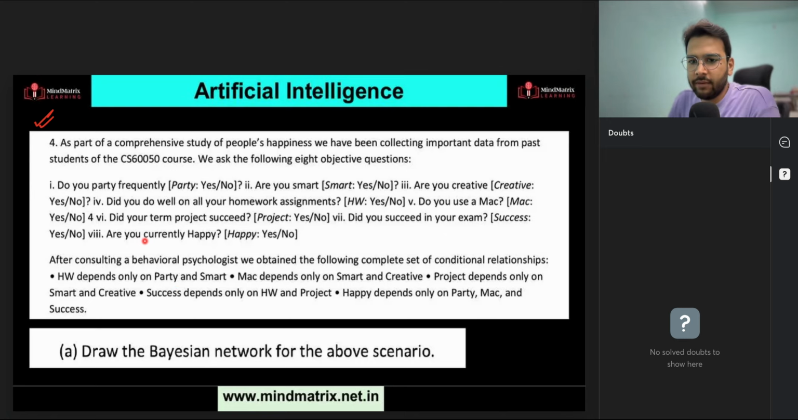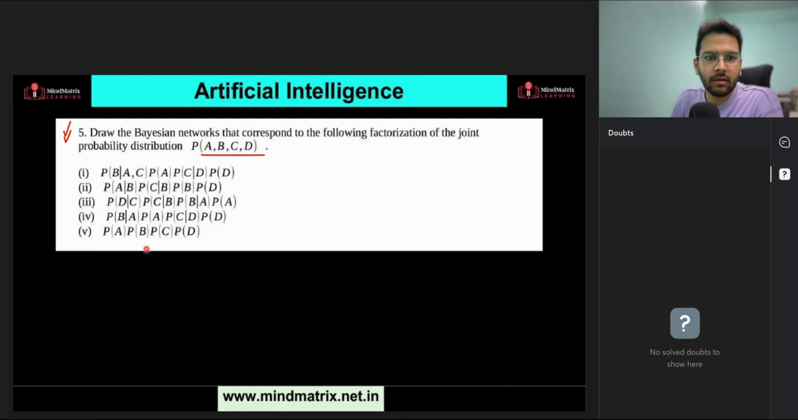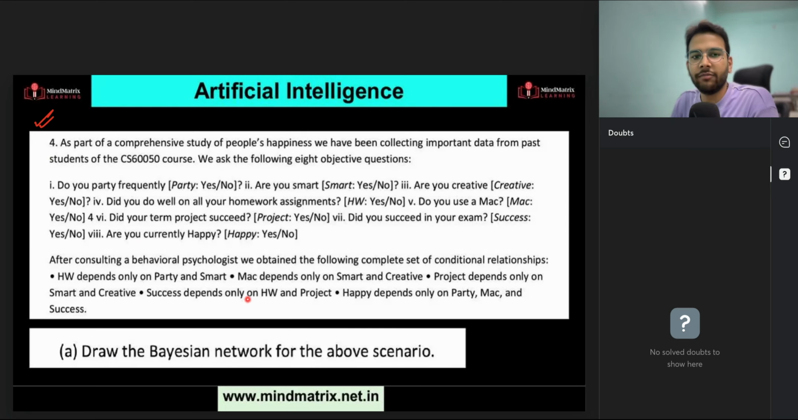The P and the alphabet are not distinguishable? Where? Okay, here. No, P is definitely probability, right? You don't have any variable named P here. Only A, B, C, D are there, right? So you will be able to differentiate. Fine. And try to solve this question.